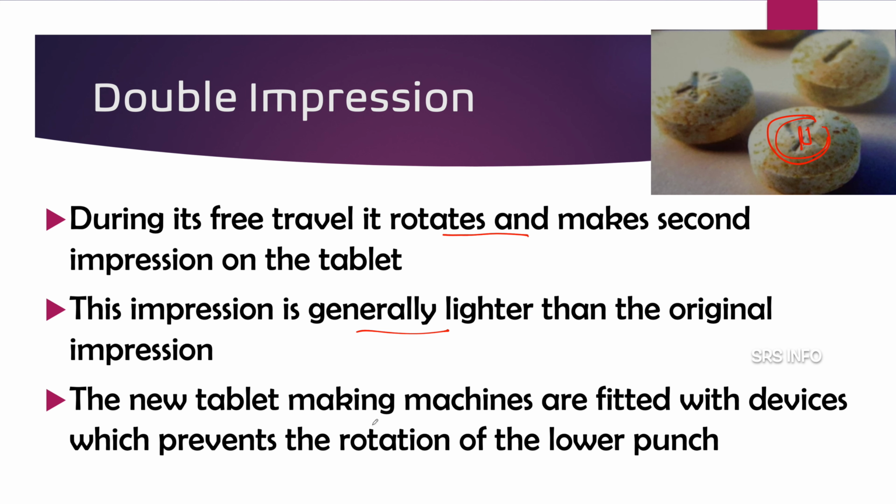But nowadays, new tablet machines are coming in the market which are fitted with devices that prevent the rotation of the lower punch. Due to the uncontrolled rotation of the lower punch, this double impression occurs. But nowadays, the new tablet making machines have new devices fitted which prevent the rotation of the lower punch, and this provides the corrective measure for this double impression.